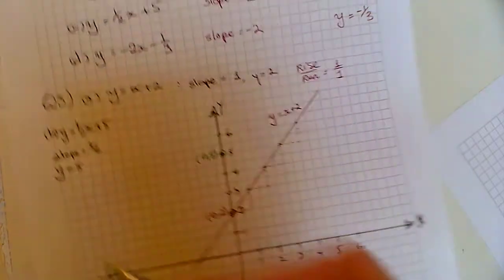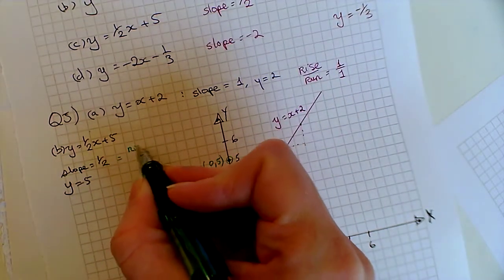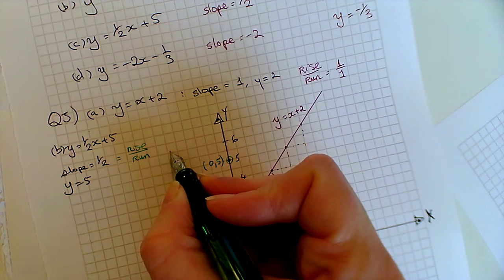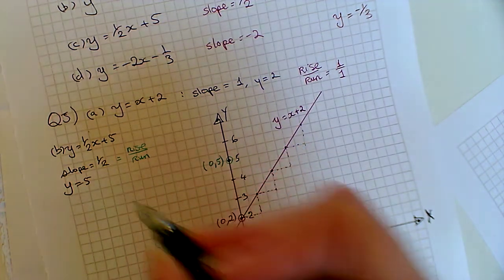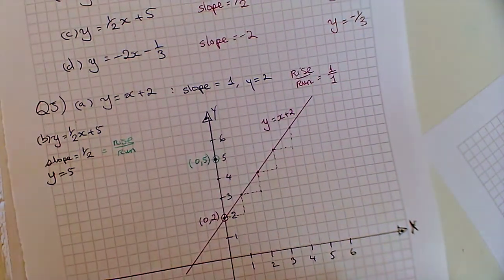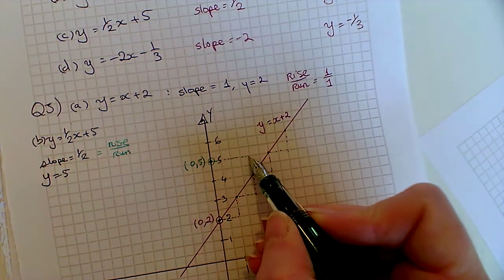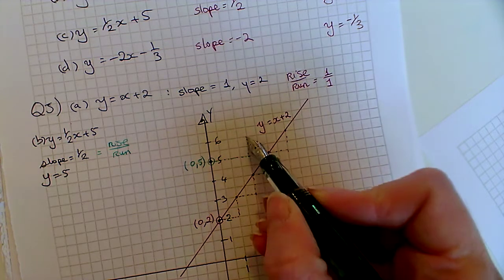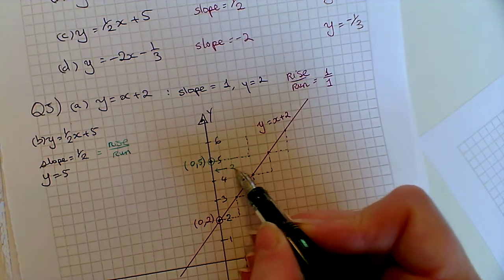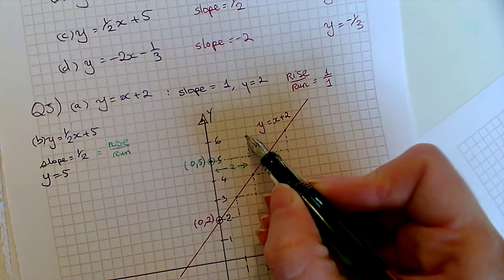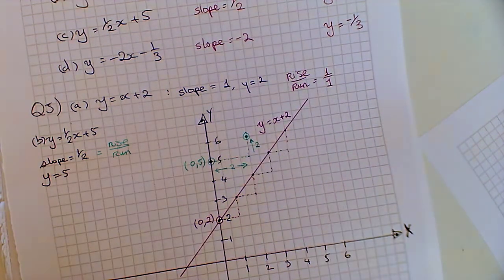And then my slope, my rise over run, means that every time I go over 2, I must go up 1. The slope is positive, excuse me. So I must go over 2 spaces, and up 1 space. Over 2 spaces, and up 1 space. And that brings me to that point there.